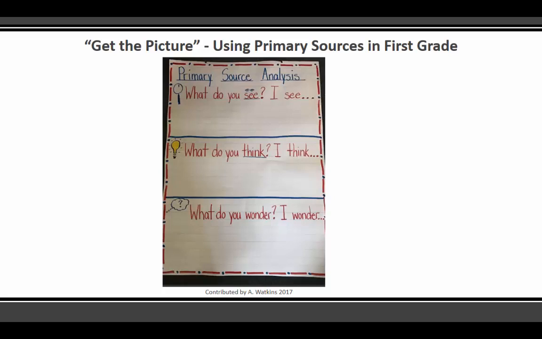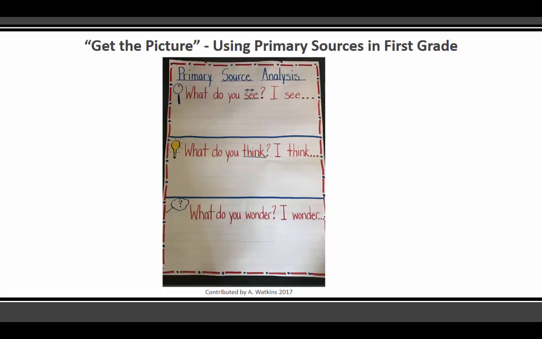Students may turn and talk with a partner about what they see, or individually contribute their findings to a list. Next, students focus on what they think when they look at the primary source. When they respond, they start with the words, I think. Again, they may turn and talk or individually contribute their thinking. In this part of the activity, students may disagree, but should still respect all responses.